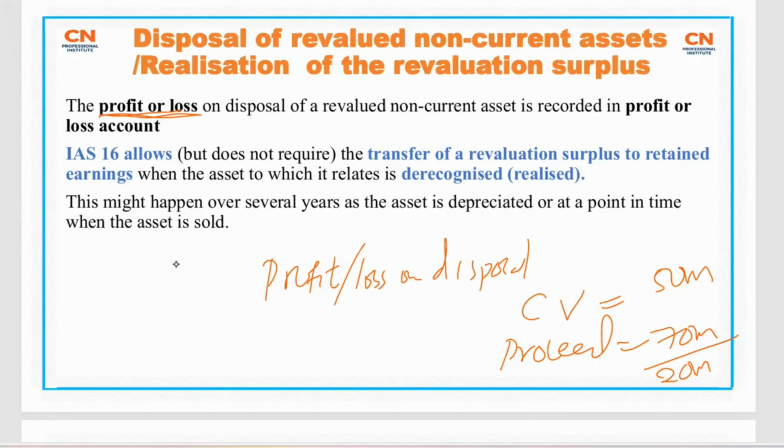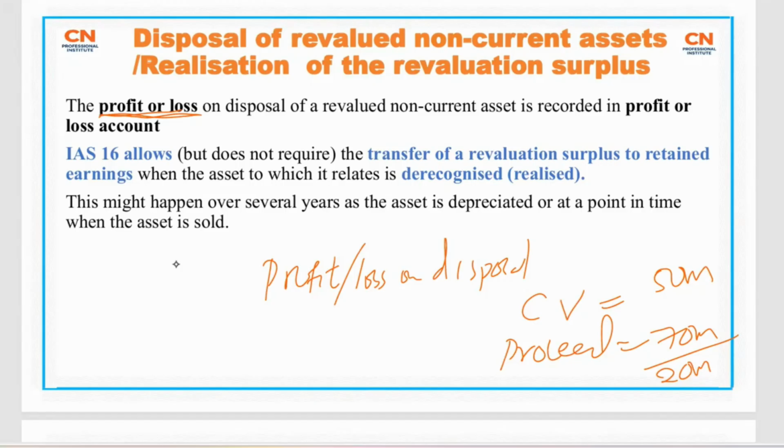As at the time you are selling, what's the carrying value in your books? You compare it with the amount you are getting from selling, the proceeds. So if the proceeds are more than the carrying value, it's a gain. If the carrying value is more than the proceeds, it's a loss on disposal, which are both recognized in the profit or loss account.